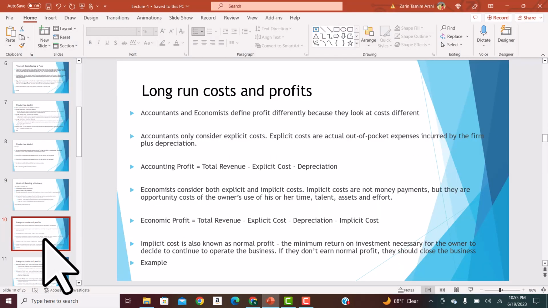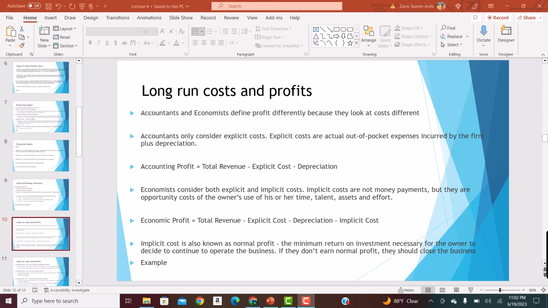Okay, so moving on, we're going to look into long run cost and profits. In accounting and in economics, we define profit differently because we look at cost differently. Accountants will only consider explicit costs when calculating profit. Explicit costs are actual out of pocket expenses incurred by the firm plus your depreciation expenses. Actual out of pocket expenses would be like rent, electricity, salary, insurance, property tax. These are actual expenses that are incurred, and they are called explicit costs, and they are the only ones accounted for in the calculation of profit in accounting.